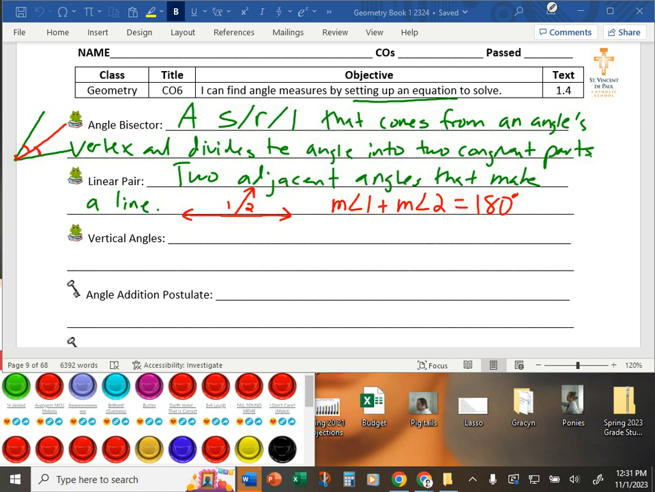Vertical angles are two angles opposite each other that share a vertex.